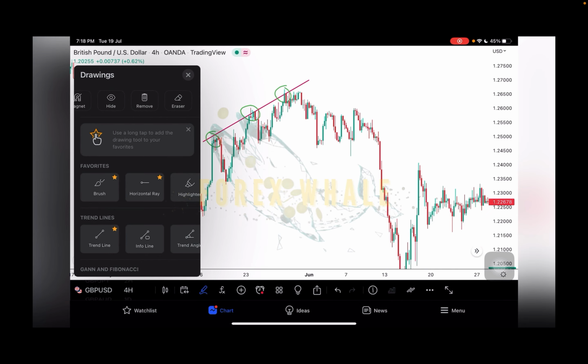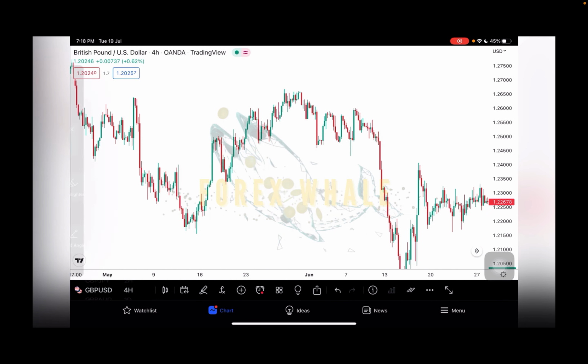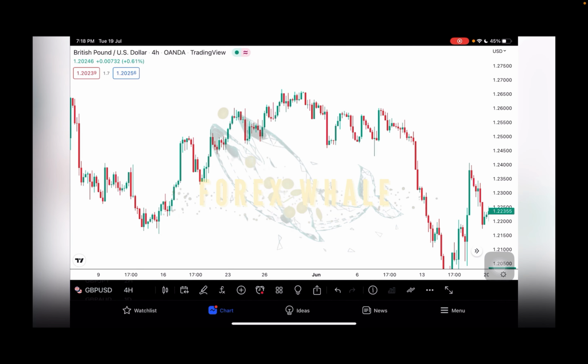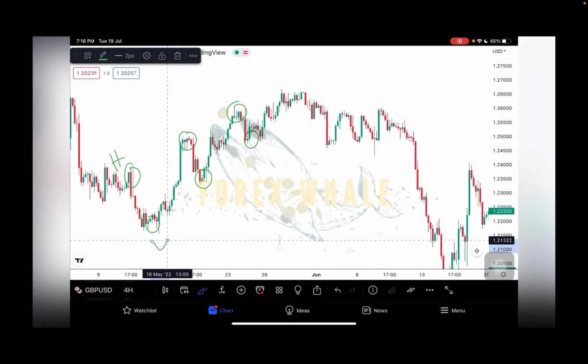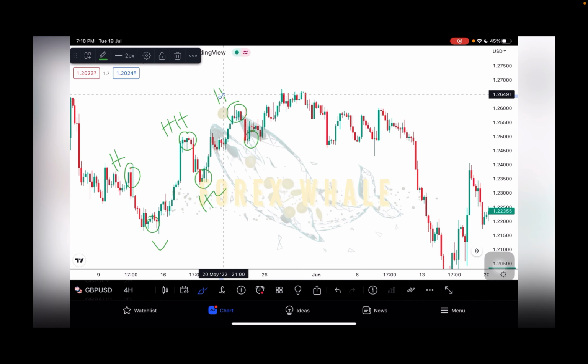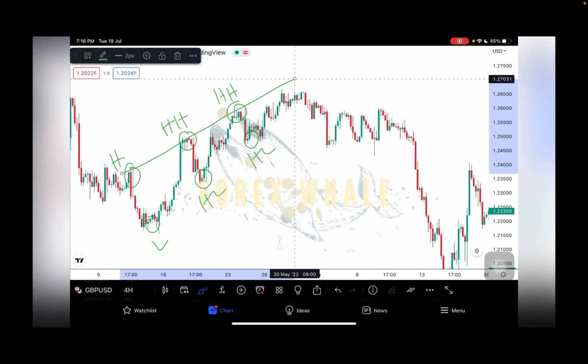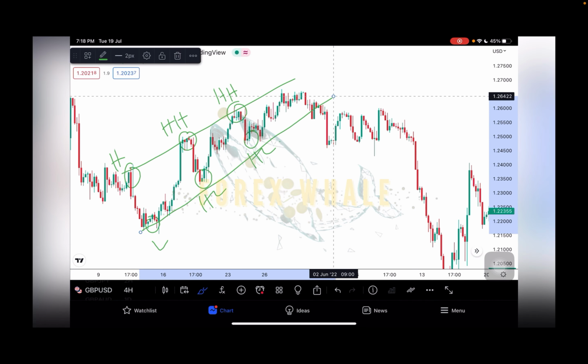So I'll remove this and show just one last one. You can see that price, this is your previous low, low, low, right? So high, higher high, higher high. So this is your high, this is your low, higher high, higher low, higher high, higher low. So that's why price is still on an uptrend.